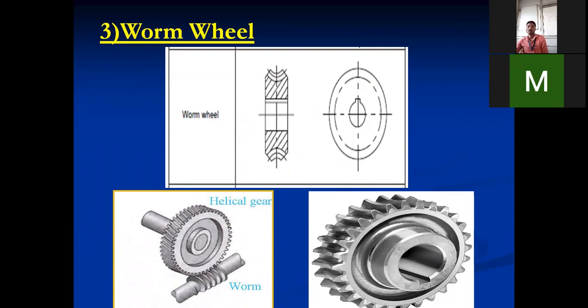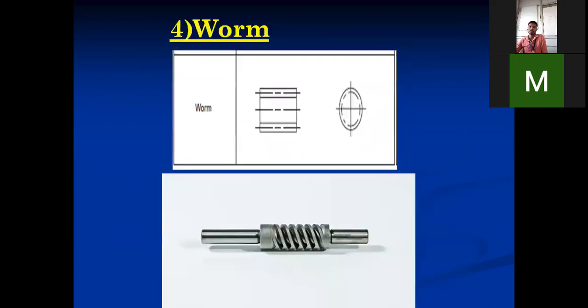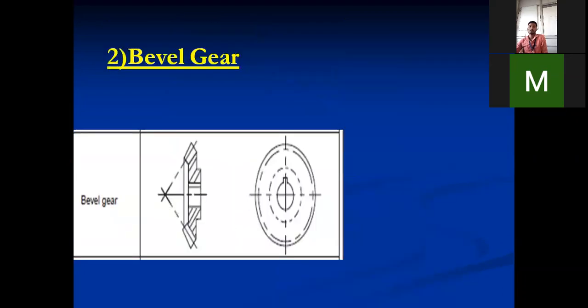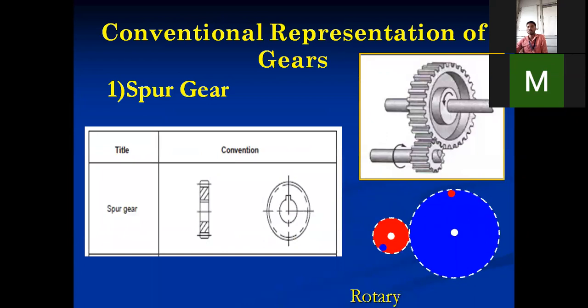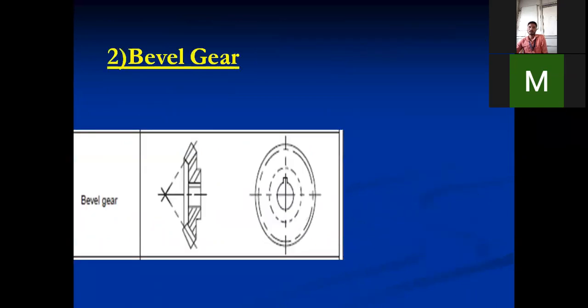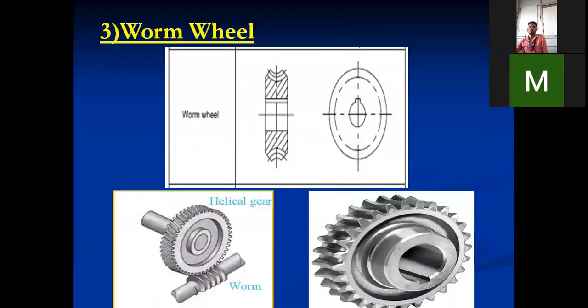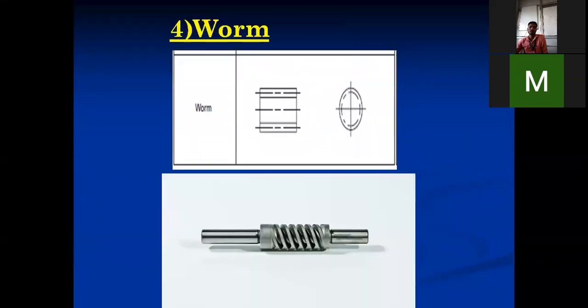The fourth one is the worm. Simply it is called a worm. These four types of gears are there in our practice. Let us see them one by one. Have you heard these names in your basic mechanical engineering somewhere? First one is spur gear, second is bevel gear, third is worm wheel or worm gear, and fourth is worm.